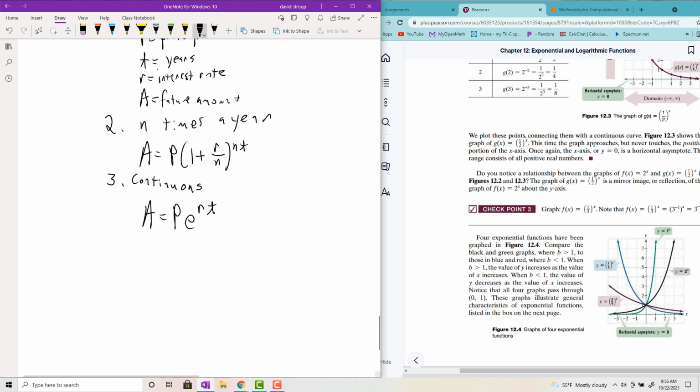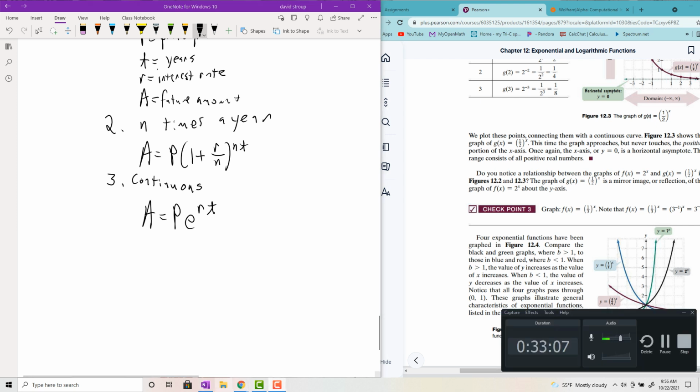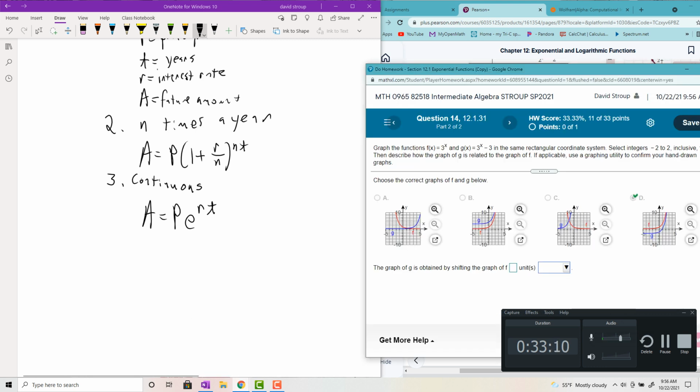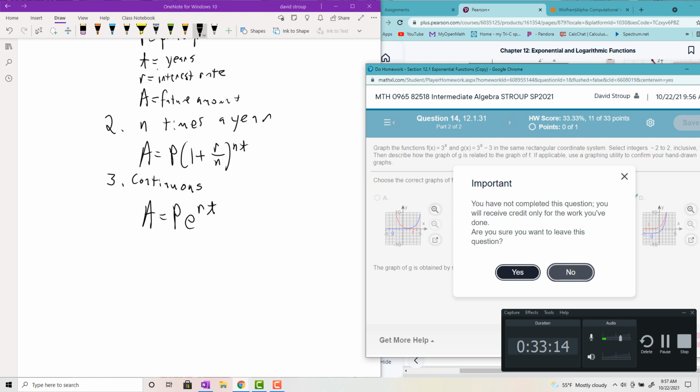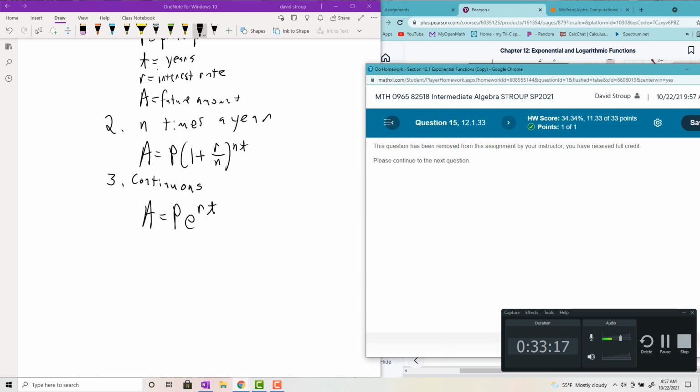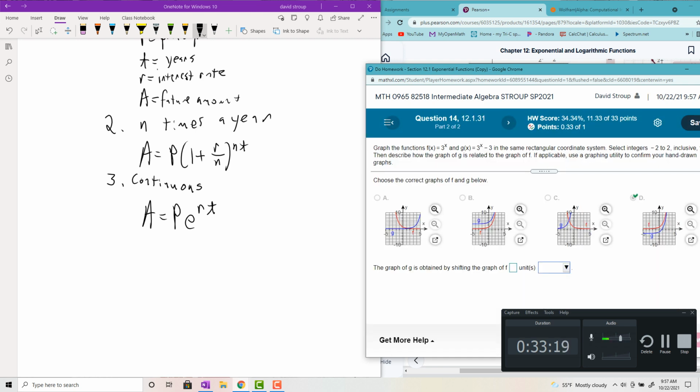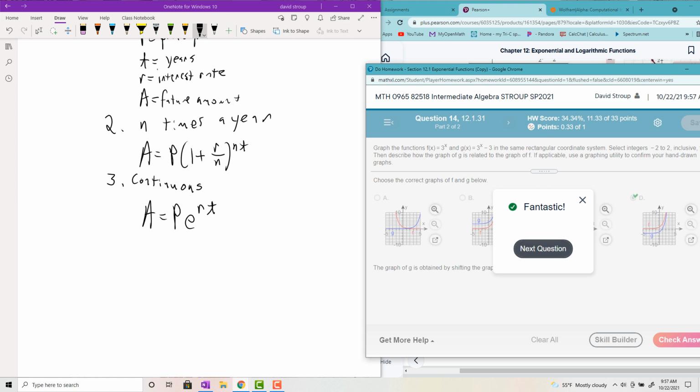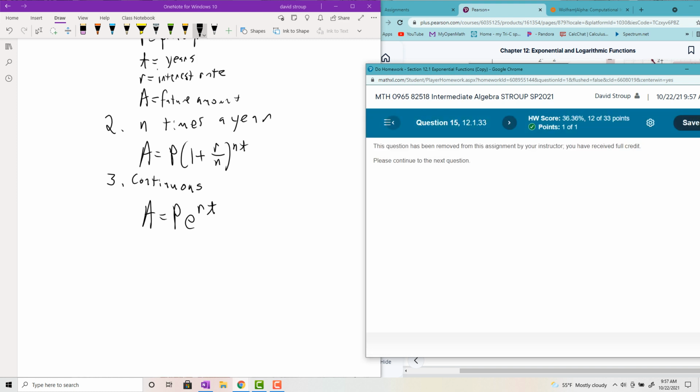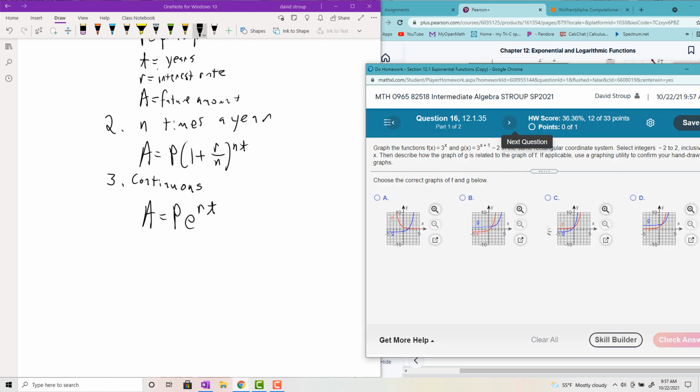So anyways, let's look at one of these WebAssign problems, if I can find the thingamajig. Oh, the second part of the question, it was asking me, the graph of G is obtained by shifting the graph of F 3 units down, right? And then, so they're kind of already pushing you in that direction to analyze the differences between graphs.